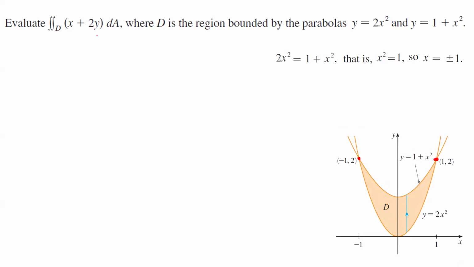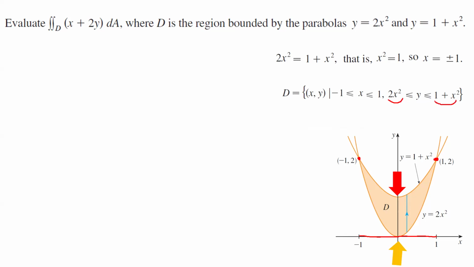Perfect. So now we can define that region precisely. D, the region in the xy plane, is the set of all x and y's such that x, as you can see, is greater than or equal to negative 1 and less than or equal to 1. Your x ranges between negative 1 and 1. Now for your y values. Your y is greater than or equal to 2x squared, which is the graph down here, and less than or equal to the upper parabola 1 plus x squared. This is how your y is changing. This is the lower bound of your y, and this is the upper bound of your y.